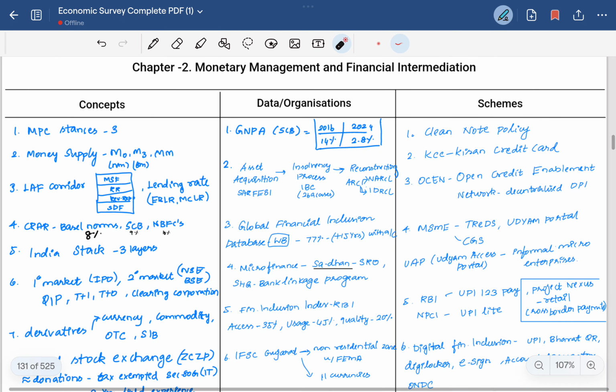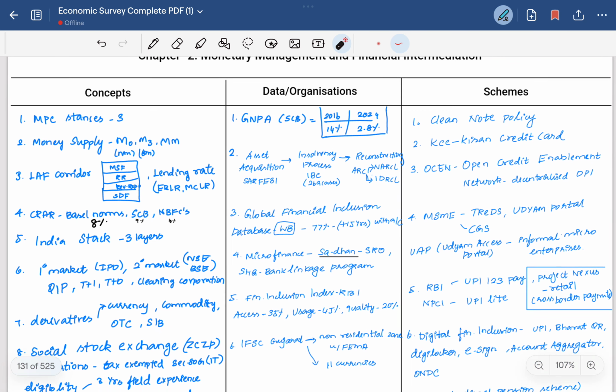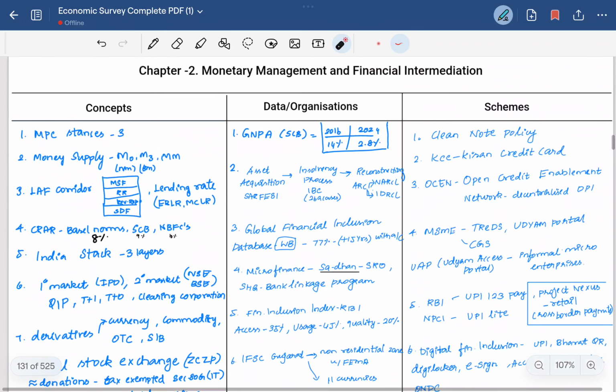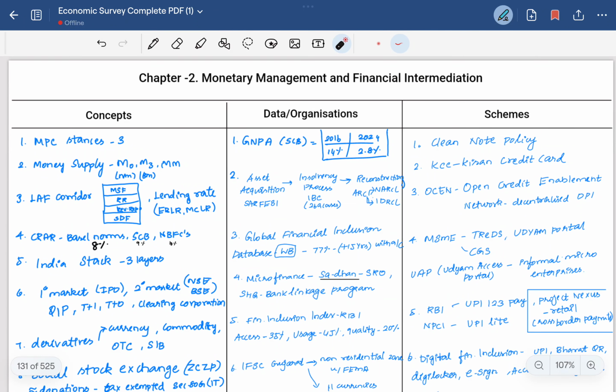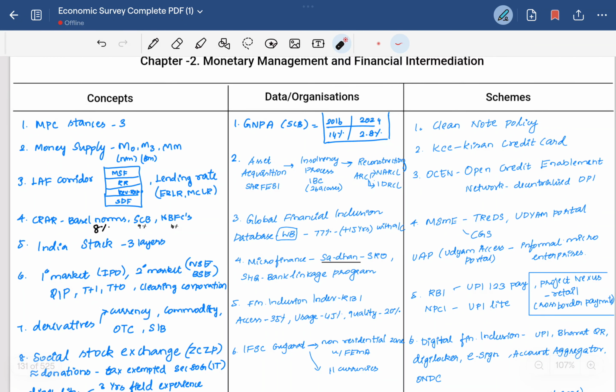Let's get into it. In the second chapter, they have mostly talked about the financial intermediation that the banks are performing in the money market. Let's get into the concepts. For those who are new to this video, I have segregated the chapter into the concepts discussed in the second chapter, then the data and organizations, the reports which are published, then the schemes mentioned in this chapter. First, let us see the concepts which are discussed here.